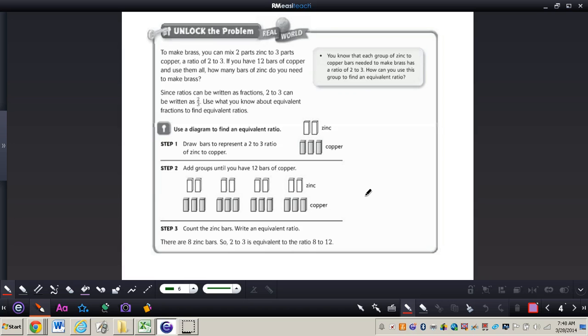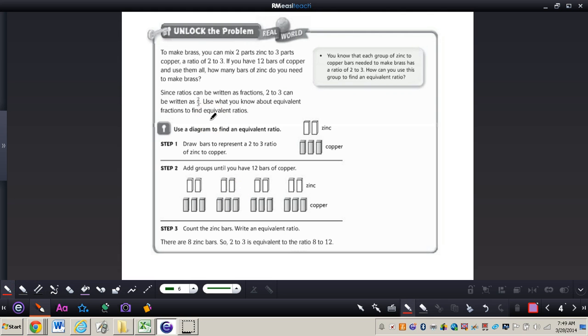Now, first of all, I want you to turn to page 263 in your standards practice book, and we are going to unlock this problem together. Now, keep in mind a couple different ways that we can write ratios to begin with. We can write it, for example, 2 to 3 with a colon, or with the word 2, or we can write it as a fraction. And in today's lesson, we're going to write all of our ratios as a fraction, which will really help us out in finding equivalent ratios.